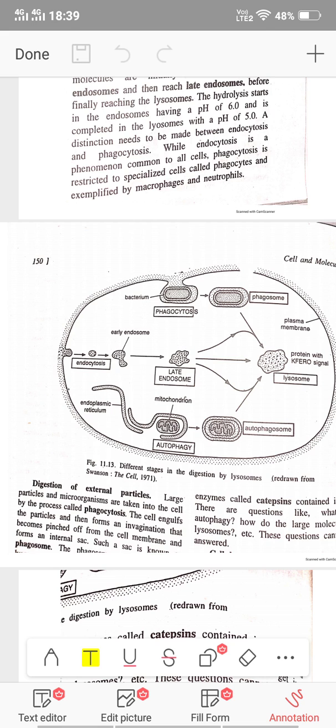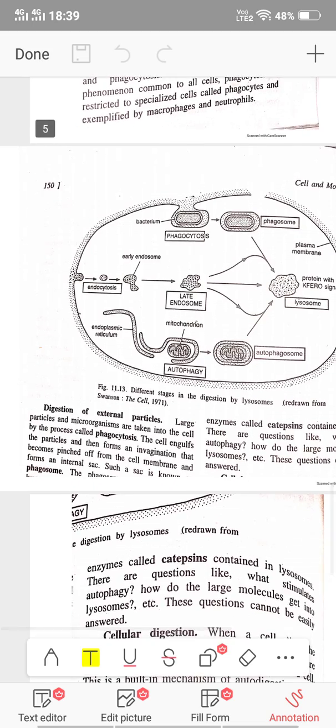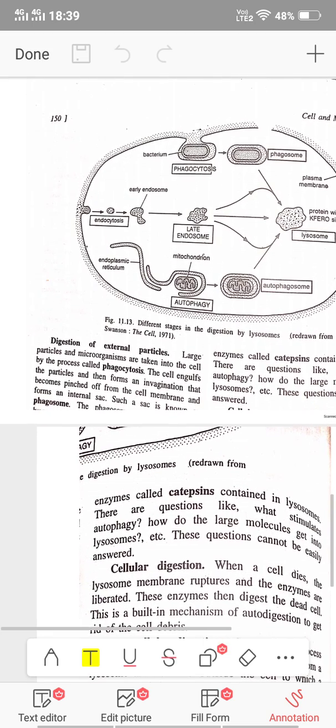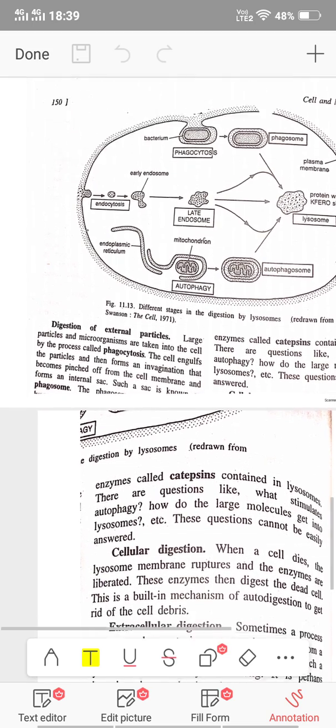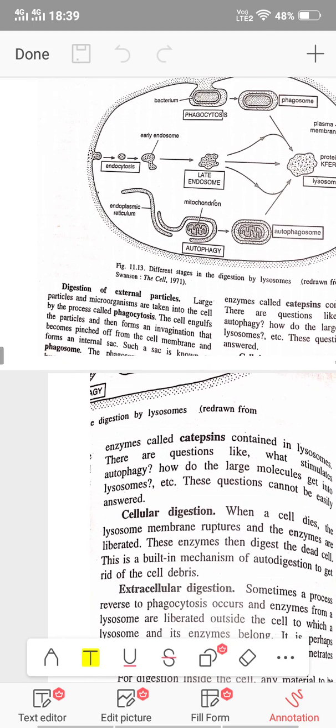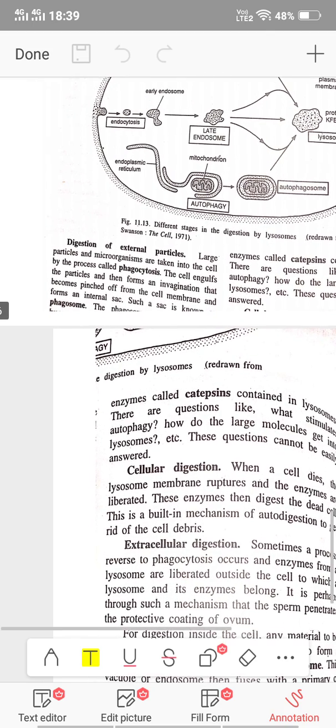For instance, the degeneration of the tadpole tail is produced by the action of certain proteolytic enzymes called cathepsins contained in lysosomes. Cellular digestion: when a cell dies, the lysosome membrane ruptures and the enzymes are liberated. These enzymes then digest the dead cell. This is an inbuilt mechanism of autodigestion to get rid of the cell debris.